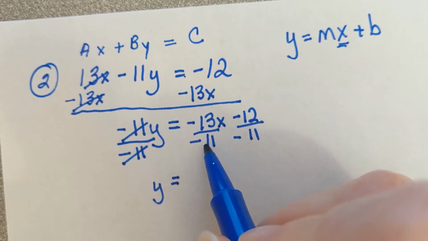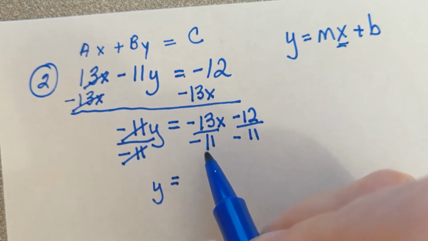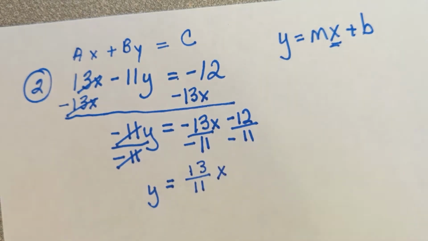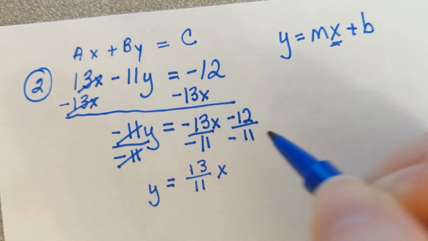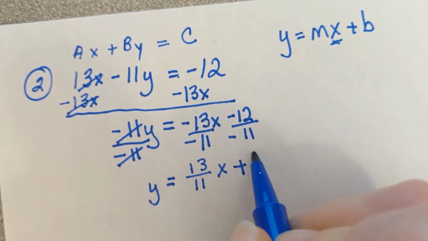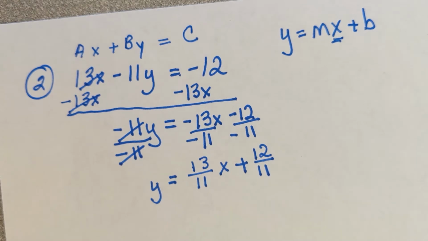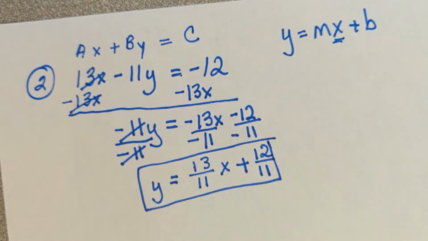A negative divided by a negative becomes a positive, and since 13 divided by 11 becomes a decimal that never ends, I'm going to leave it in fraction form. So it becomes positive 13 over 11x. The same thing happens over here. It's negative 12 divided by negative 11, which turns into a positive, and I'm going to leave it in fraction form because when I divide it, it turns into a decimal that doesn't end. If you have the ability to change it into a whole number or a decimal that doesn't repeat or that ends, I would go ahead and do that on your worksheet. So here's the answer for number 2.